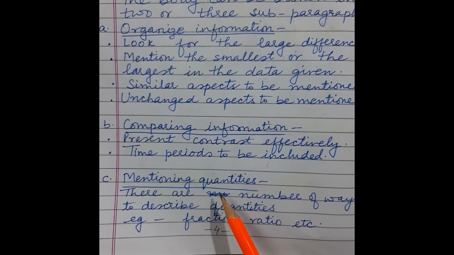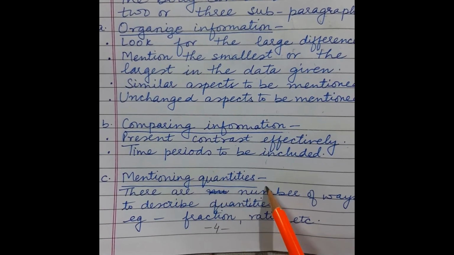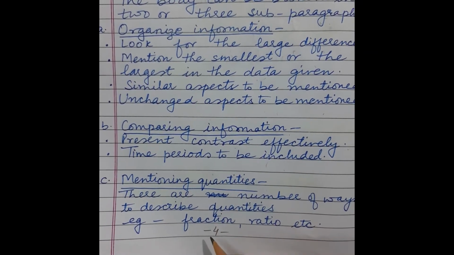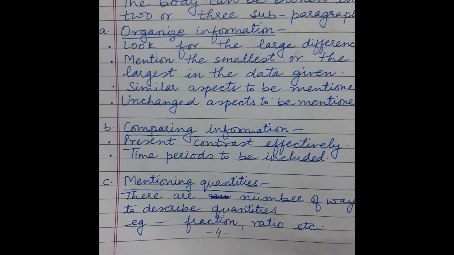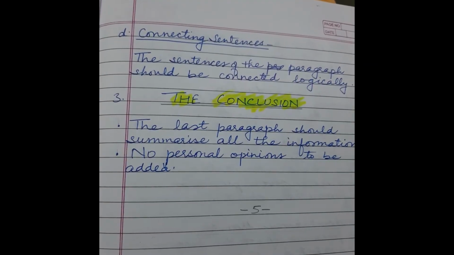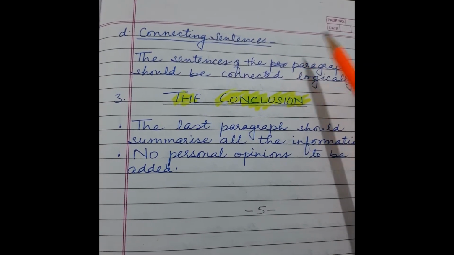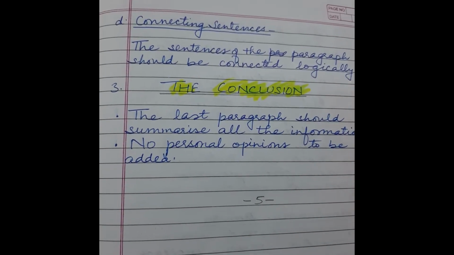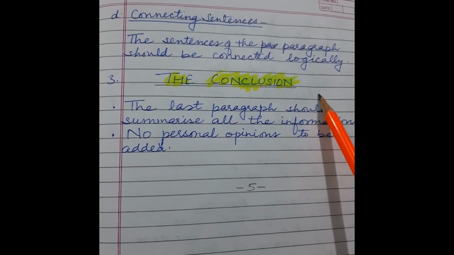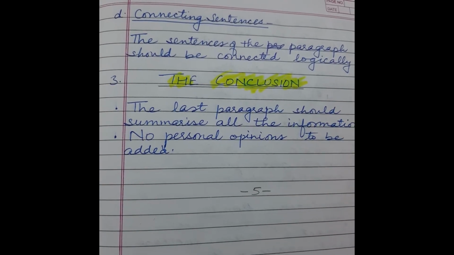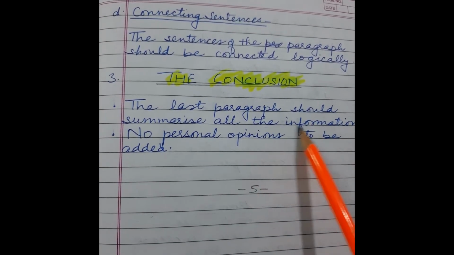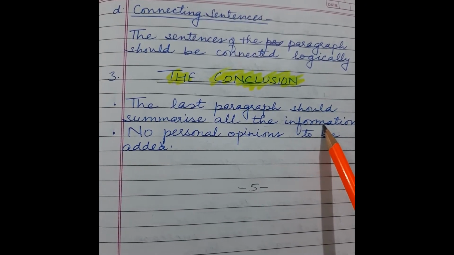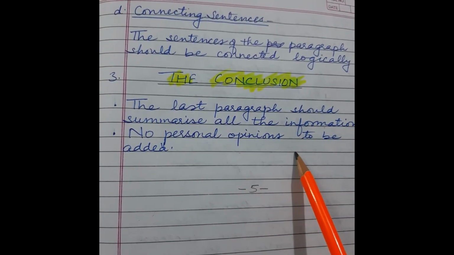After it, when you are mentioning the quantities, there are a number of ways to describe the quantities. It can be in the fraction form, ratio, etc. After it, connecting sentences, you have to connect the sentences logically. In the end, you have to write the conclusion, which is your last paragraph, and it should summarize all the information. It should provide all the information with no personal opinions.